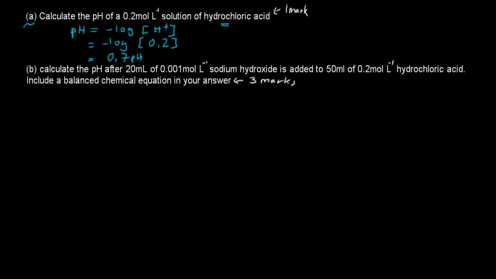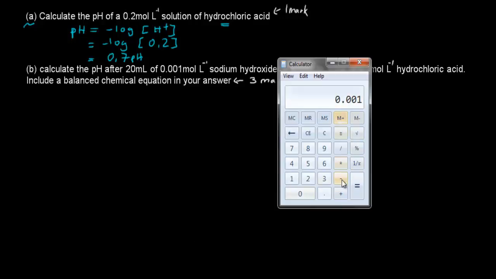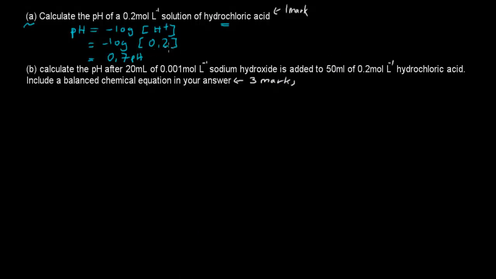Now I can't do that because my calculator isn't advanced enough to do logs. But if you just type in minus log of the concentration 0.2, you will get a pH of 0.7, and that would be your 1 mark for this. Now this is worth 3 marks. Next, question B, and it says we need to include a balanced equation.